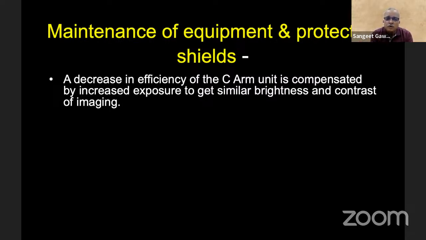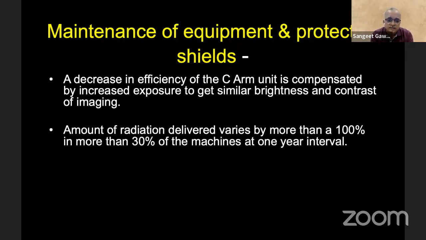Maintenance of the equipment and protective shield: a decrease in the efficiency of the image intensifier unit is compensated by increased exposure to get similar brightness and contrast of the imaging. The amount of radiation delivered varies by more than 100% in more than 30% of the machines at the 1 year interval.